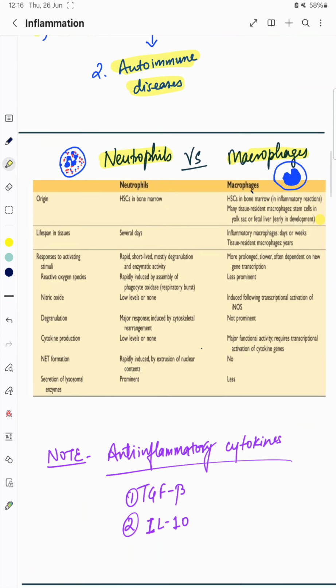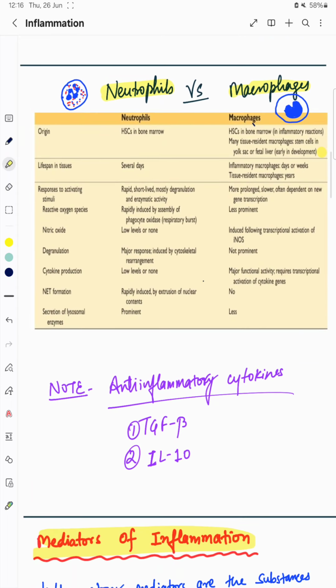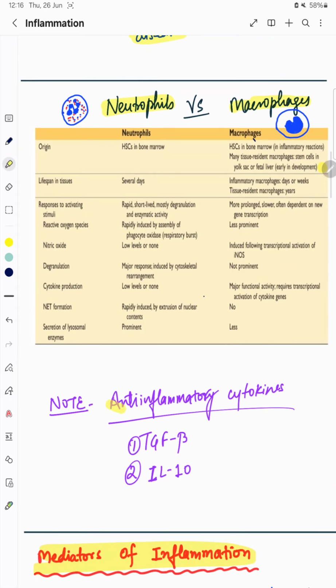There are certain anti-inflammatory cytokines which actually prevent or suppress inflammation: TGF beta and interleukin 10.